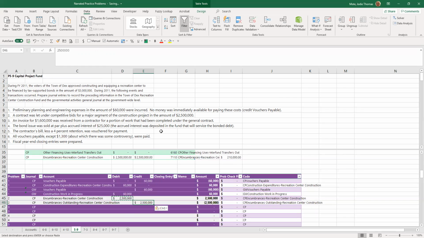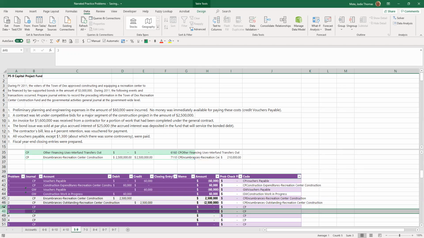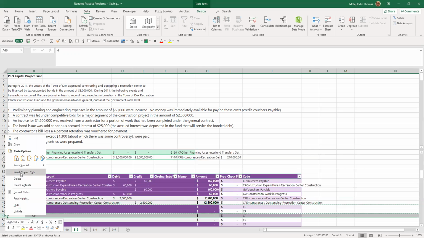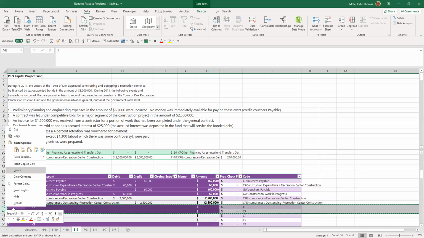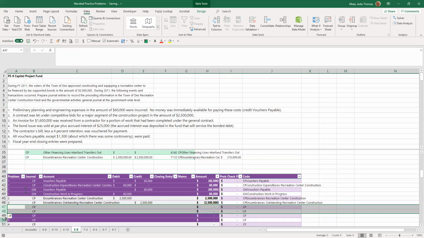Okay, that's number two. Number three, an invoice for $1.6 million was received from a contractor for a portion of the work that had been completed under the general contract, which means under this $2.5 million contract that was bid out and signed. So the first thing that you want to do is copy and paste these above it, because this entry is going to have multiple lines. Not only do we have to record the real transaction, but we need to reverse some of that encumbrance that we just recorded, okay? So we're going to go in here.